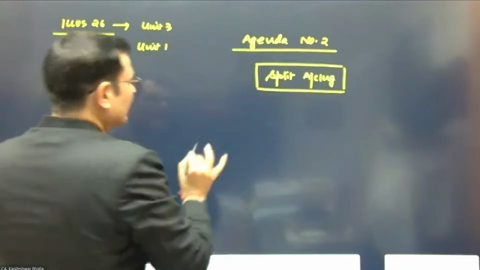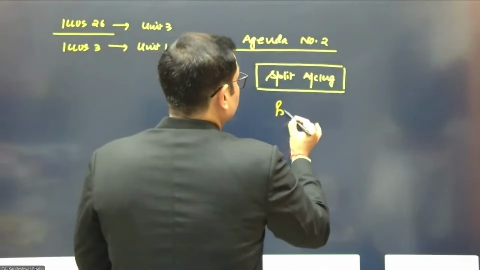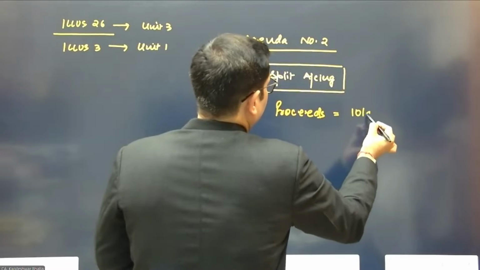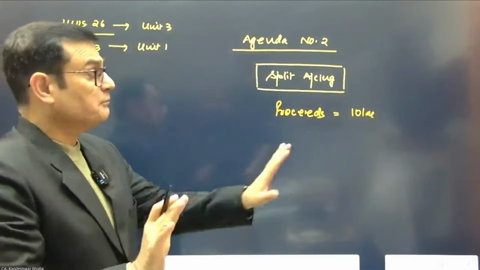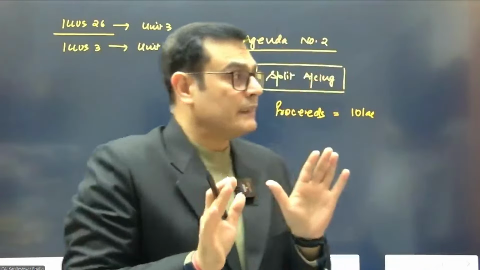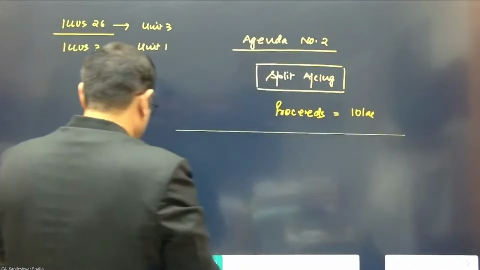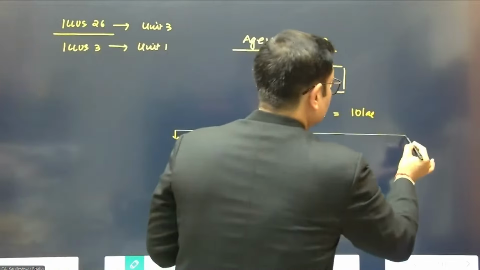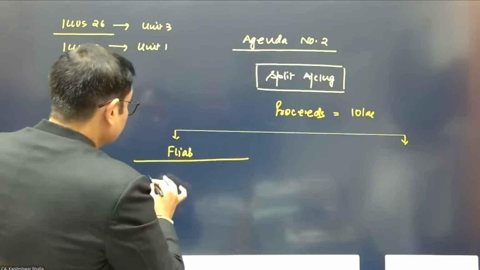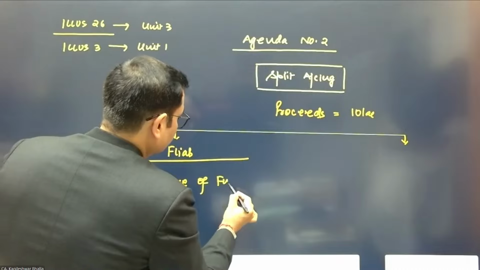So when I'm going to do a split accounting, I need to consider the proceeds collected. Let's say, for example, you took a loan of 10 lakhs. This is just an assumption, not a part of illustration number 26. Let's say you take proceeds of 10 lakh rupees and I want to segregate, out of these proceeds, what is my financial liability?